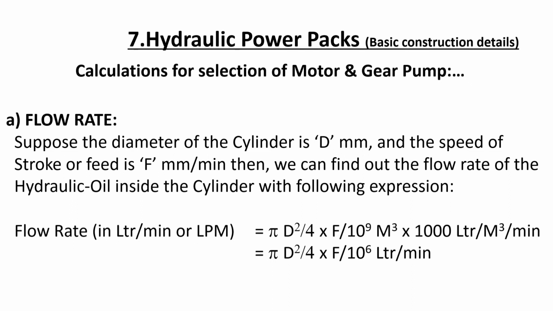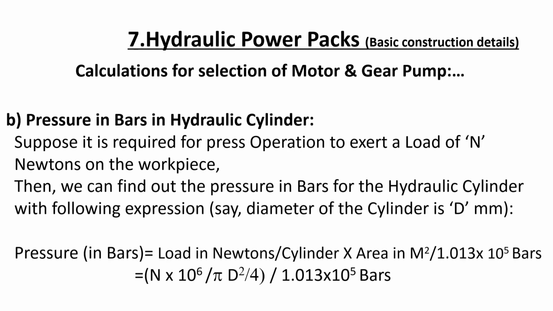That is, we calculate the volume of the cylinder with respect to the speed per minute, feed per minute. So we'll have pi d square by 4 into f divided by 10 to the 6 liters per minute, LPM. So you got 10 LPM, the flow rate. Very easy calculation, anybody can do it. Next is the pressure in bars, how to calculate it in a hydraulic cylinder.